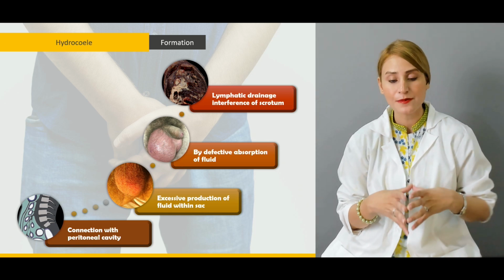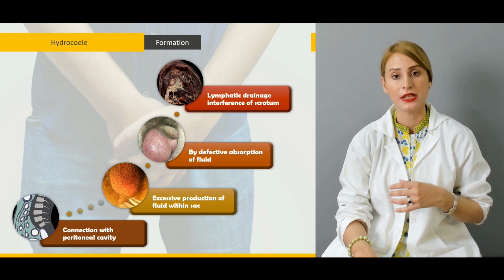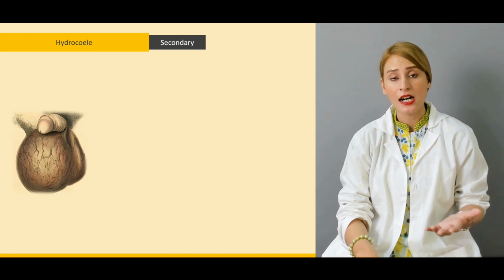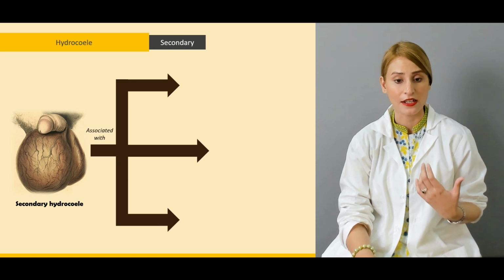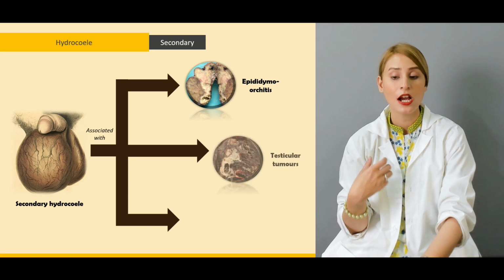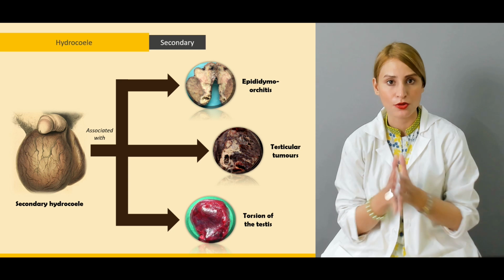Or there can be excess production of fluid within the sac, decreased absorption, or blockage to the lymphatic system of the scrotum. The secondary causes are called secondary hydrocele, and it can be associated with epididymo-orchitis, or it can be associated with testicular tumors, or there can be torsion of the testes.